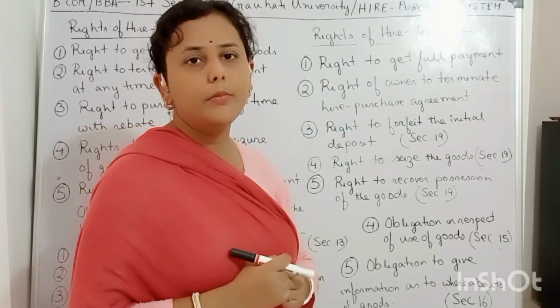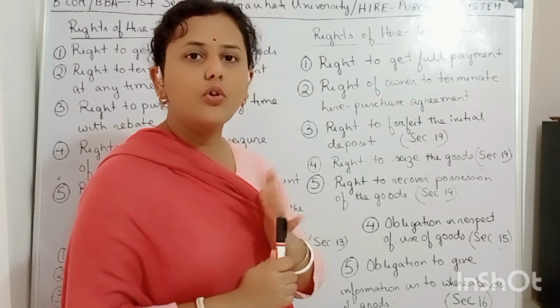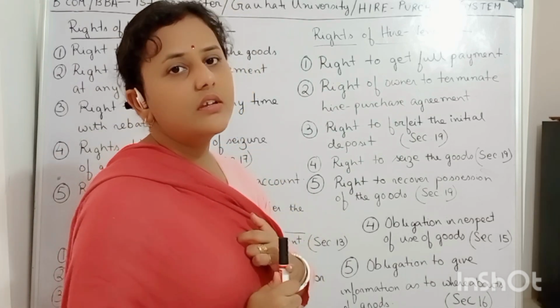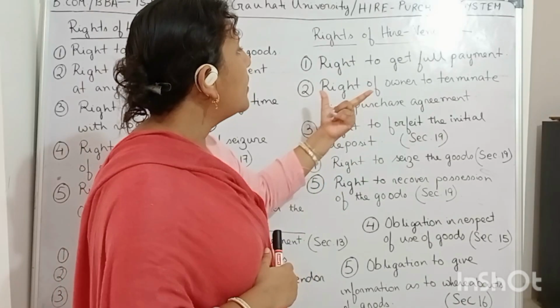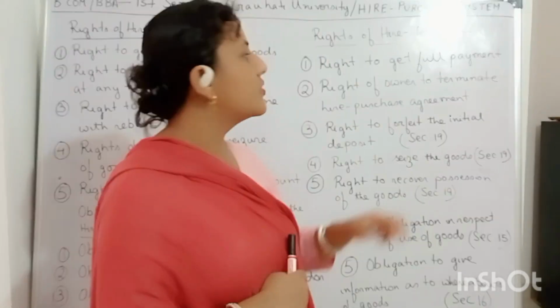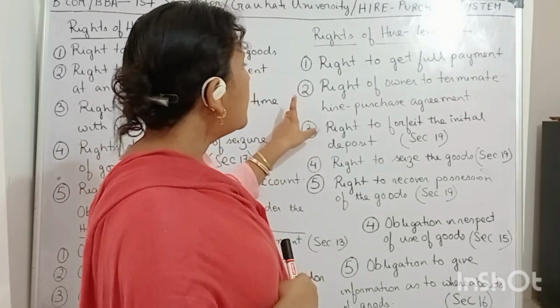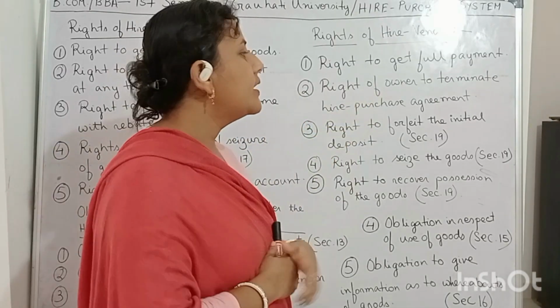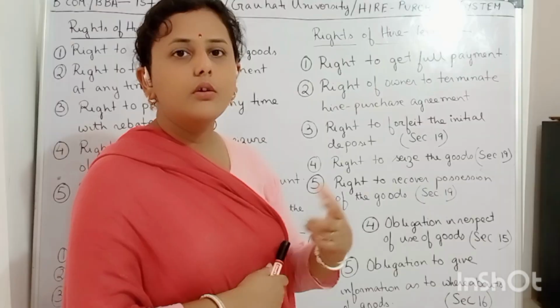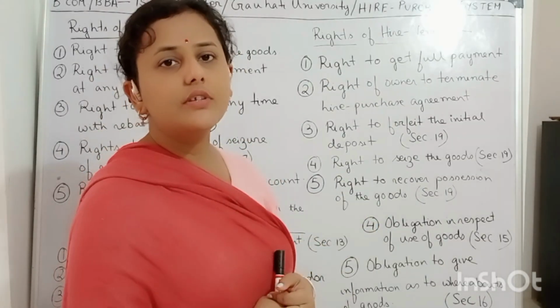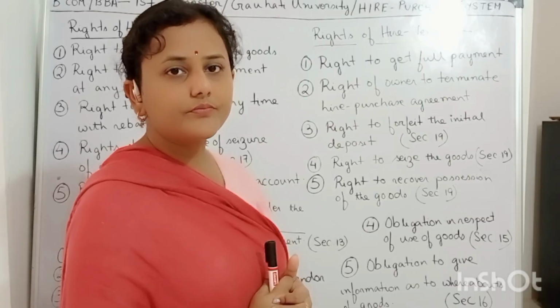Okay, full payment. Full payment means what? Down payment plus the cash price, including interest. He will receive this from the hire purchaser, so he has the right to get full payment. Then point number 2, right of owner to terminate hire purchase agreement. The owner has the right to terminate the hire purchase agreement at any time.